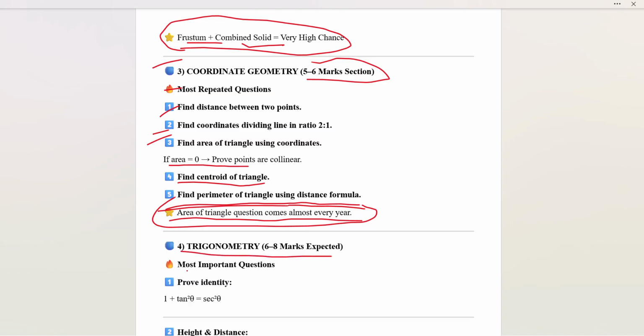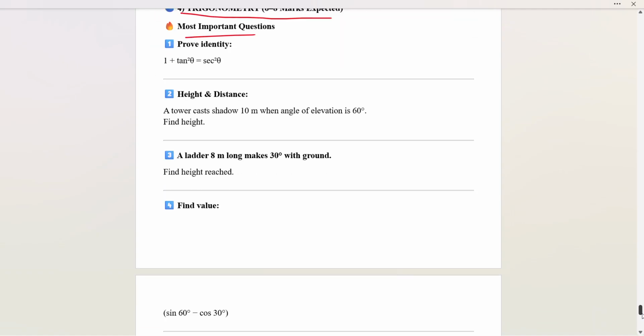From trigonometry, 6 to 8 marks are expected. I will give you the most important questions. Move to the next. Here, prove the identity 1 plus tan square theta is equal to sec square theta. Next is height and distance. A tower casts a shadow of 10 meter when the angle of elevation is 60 degrees. Find the height. It is a famous question for the board exam from the trigonometry chapter.